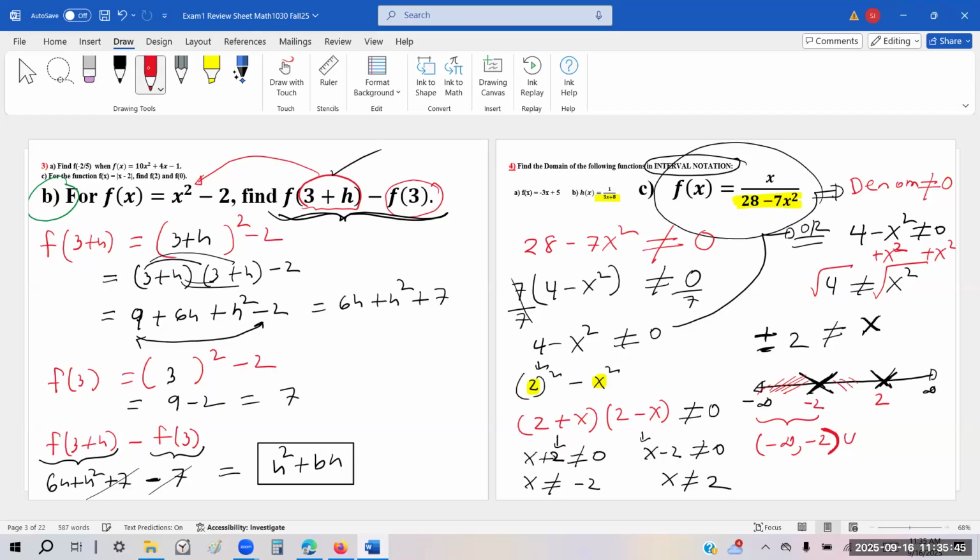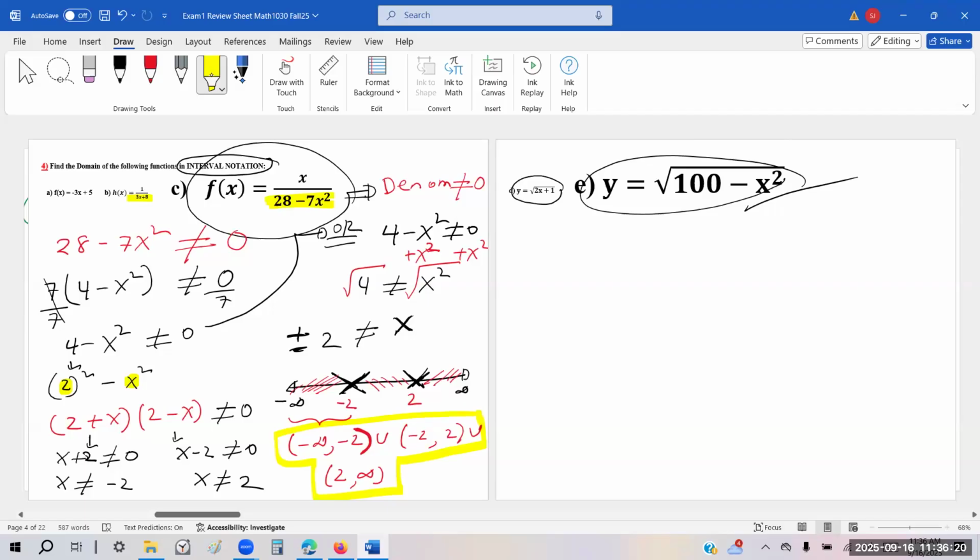And then you have the second, and then the last one, infinity. So that's how you give me the answer. Write in interval notation. If you don't, you're going to lose points. And if it's multiple choice, that means you're going to get 0 because it's not in interval notation.